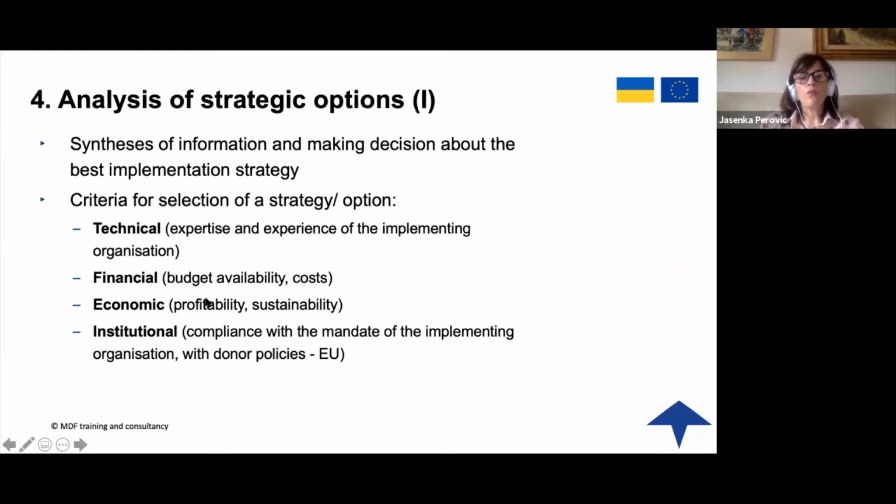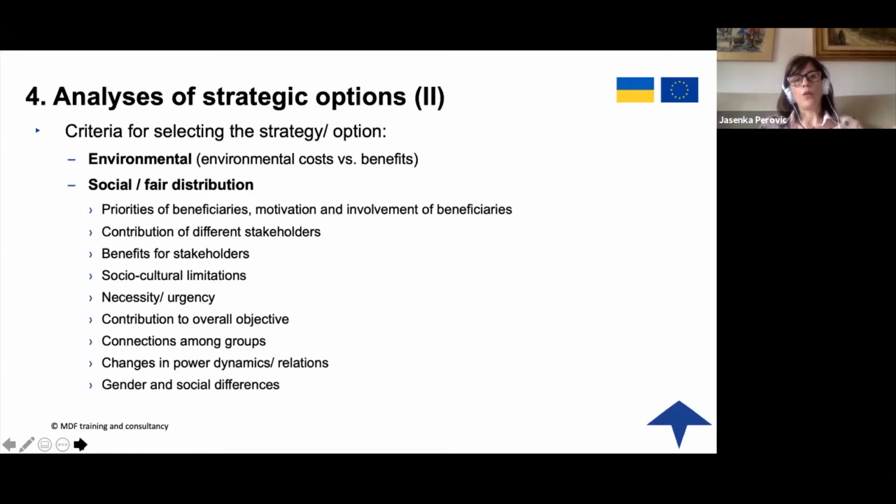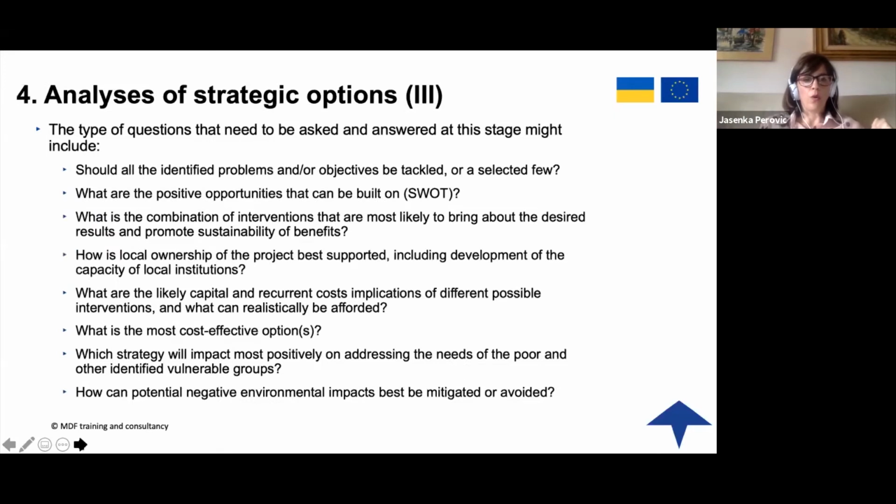how much you can really contribute to the sustainability of all of it. Institutional: is it compliant with the mandate of the implementing organization, with the donor policy, and so on. Environmental: what are the environmental costs versus benefits? What is the social and fair distribution? All of these are criteria. You look at your objective tree and try to assess each of the objectives you identified, especially at the level of the outputs, meaning the results, and then you decide what will go and what will stay.